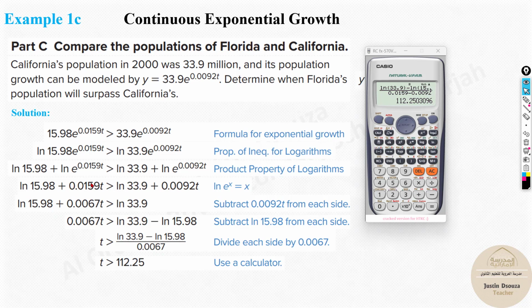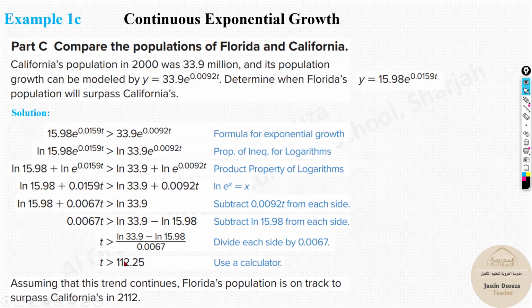Here what they did is 0.0159 t minus 0.0092 will give you this much. It'll be 0.067. So this is how you can solve it up. It's very straightforward. Directly you can solve it. Since inequality doesn't go to solve directly, solve it step by step, and then you will get the answer over here. So this is the answer.